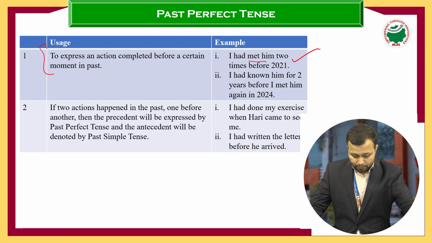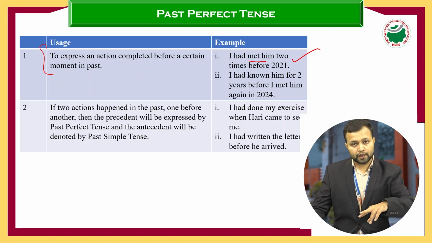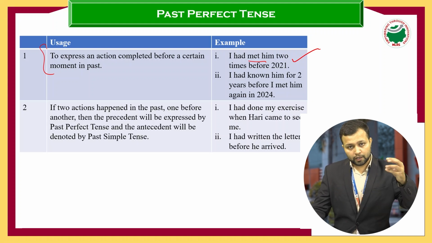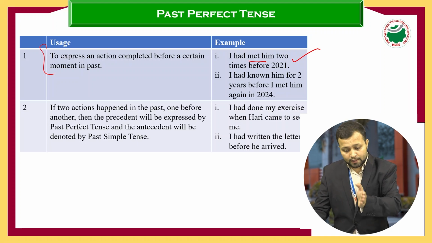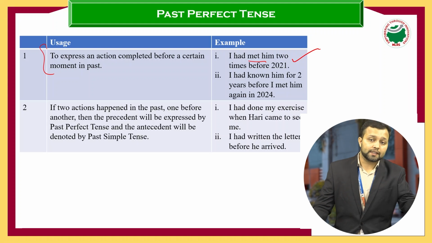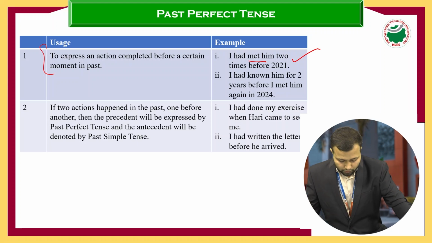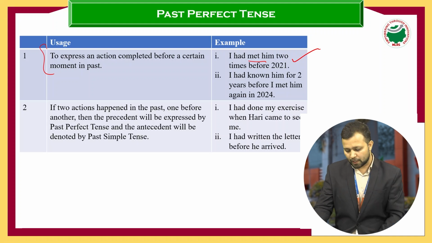So another example: I had written the letter before he arrived. So two actions happened again. He arrived. I had written the letter. He arrived is the recent action. I had written the letter is the precedent event. For that we used past perfect tense, and for the recent action we used past simple tense.